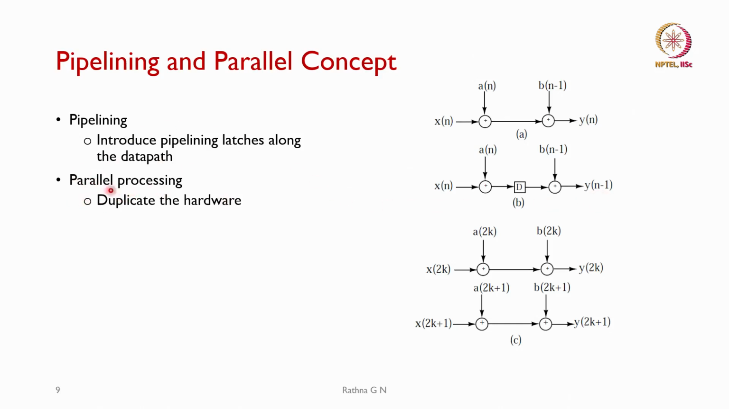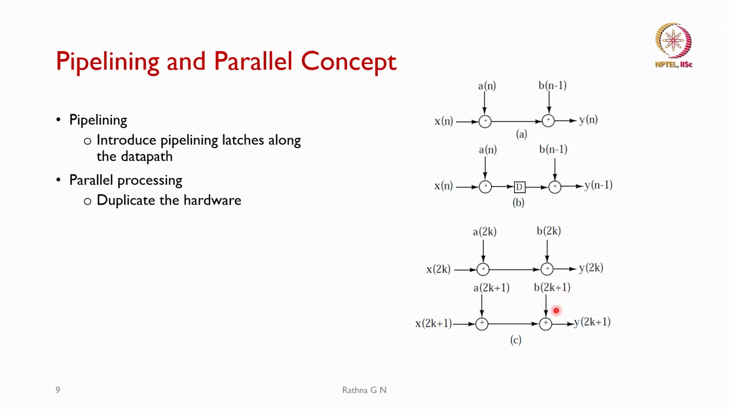When we talk about parallel processing, we will be duplicating the hardware. So, here we have duplicated 2 units basically. Then what happens to the input? It has to be x of 2k to one of the stages, and for the other one x of 2k plus 1. Even the coefficients, as you will see, become a of 2k and b of 2k. Here k will vary from 0 to n minus 1, in this case only 2 values. The other input to the second structure is a of 2k plus 1 and then b of 2k plus 1.